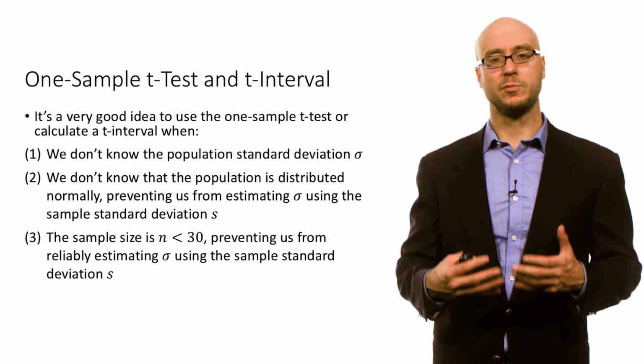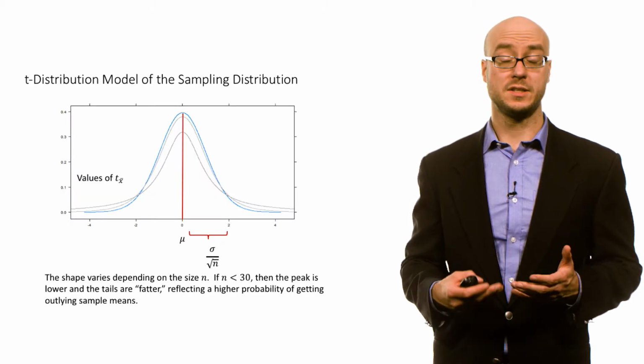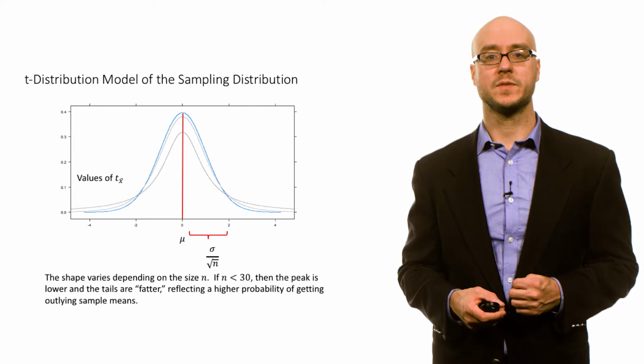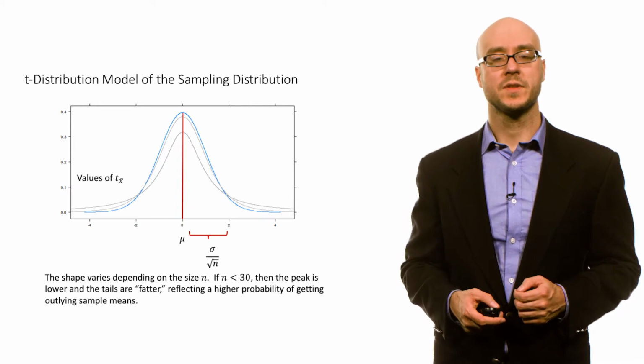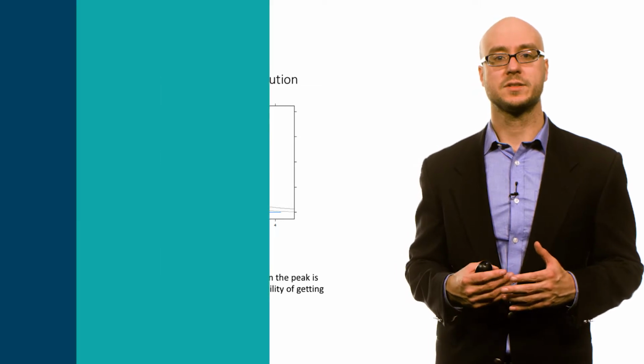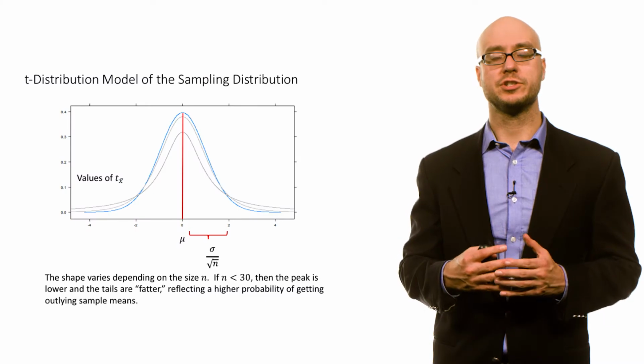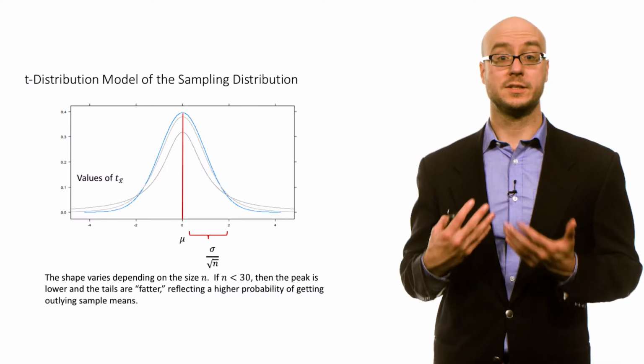So in general, we use the one-sample t-test or t-interval much more often, and it's the default for much of the statistical software that we use. The t-distribution model of the sampling distribution looks like this. You have these different t-values above or below 0. The distribution is centered on the population mean, or the claimed value of the population mean, and it has a spread. But the shape of the distribution changes depending on the sample size.